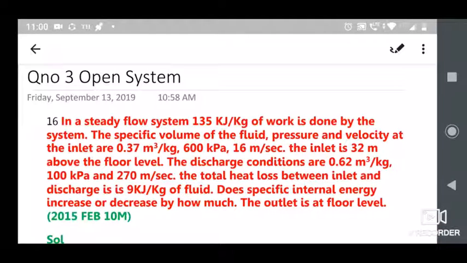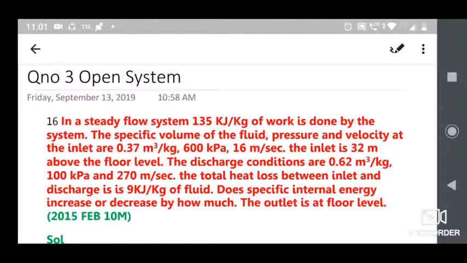In a steady flow system, 135 kilojoules per kg of work is done by the system. The specific volume of the fluid, pressure and velocity at the inlet are 0.37 meter cube per kg, 600 kilopascals, and 16 meters per second. The inlet is 32 meters above the floor level. The discharge conditions are 0.62 meter cube per kg, pressure 100 kilopascals, and 270 meters per second. The total heat loss between the inlet and discharge is 9 kilojoules per kg.